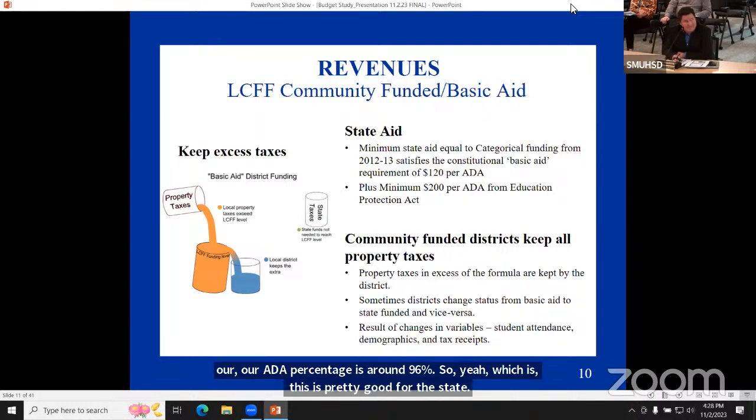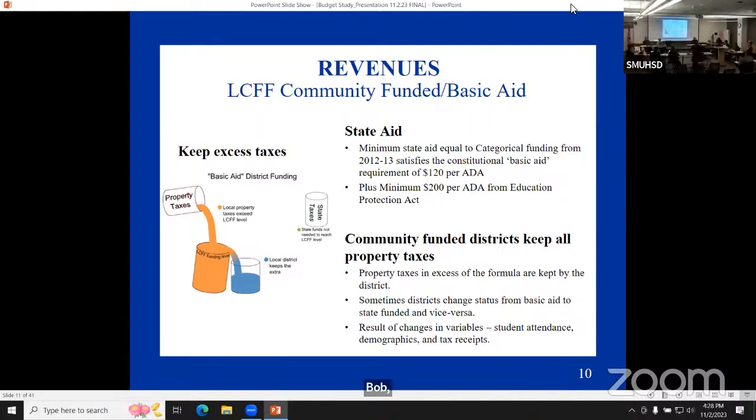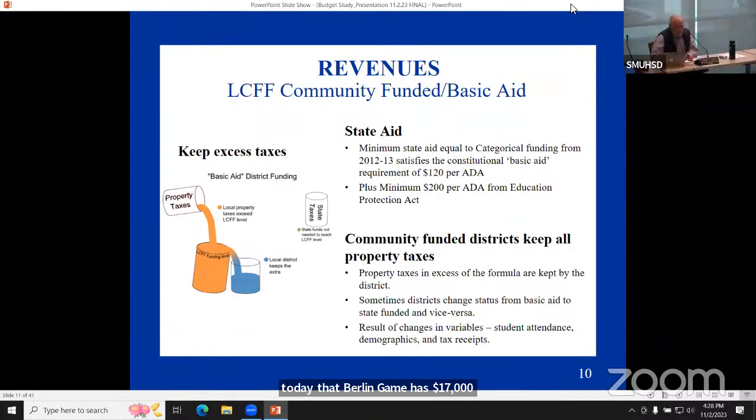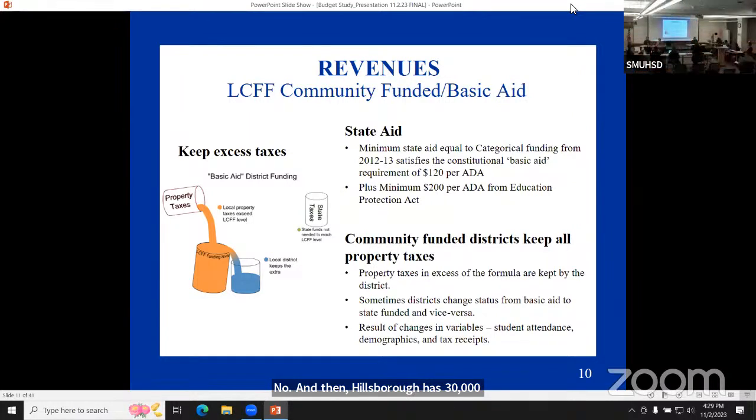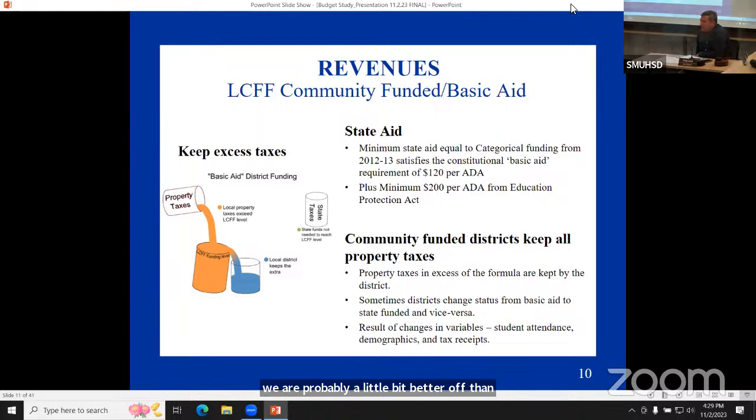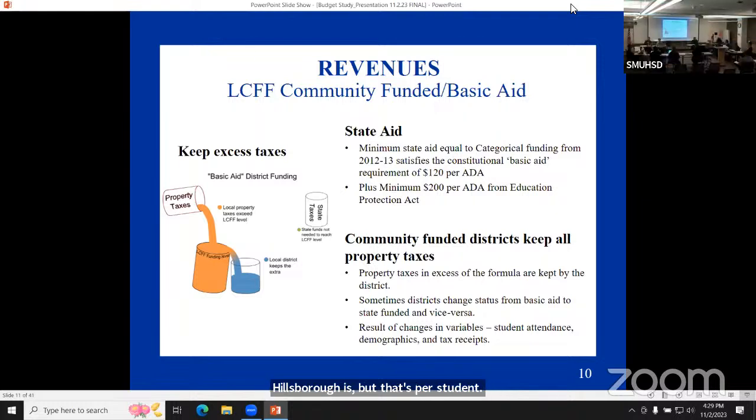Bob, there was an interesting article in the column today that Burlingame has $17,000 a student, and Hillsborough has $30,000. I would question those figures because we are probably a little bit better off than Hillsborough is, but I don't know. Okay, it says the most recent provided by the State Department of Education website. Take it up with them.